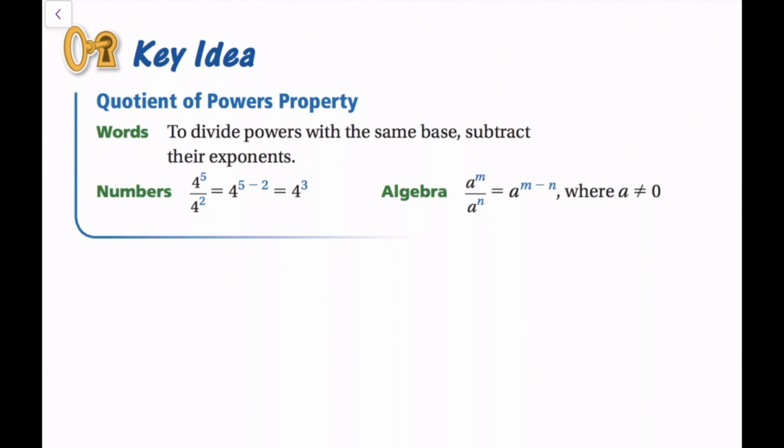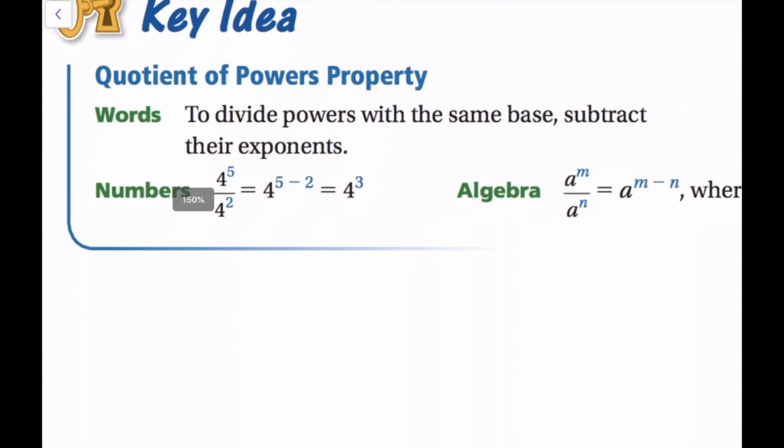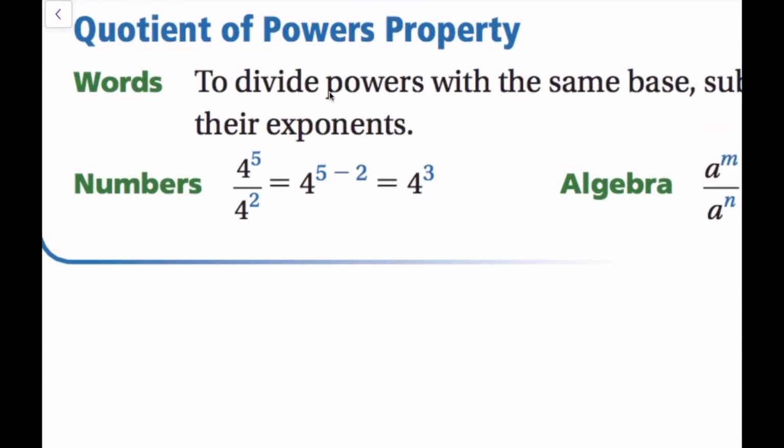All right, so right now we are dealing with quotient property of powers. And in words, it says to divide powers with the same base, subtract their exponents. So if we see here with the number example, we have 4 to the 5th power over 4 to the 2nd power. And then we can change that into 4 to the 5 minus 2 power. And then that would give us 4 to the 3rd power in exponent form.